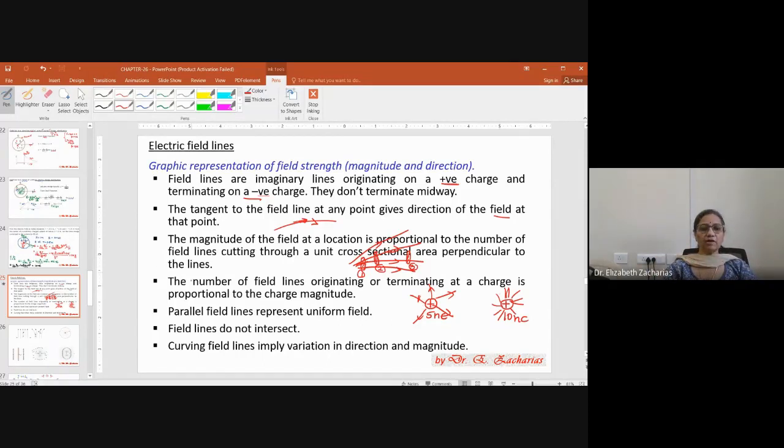Then next, parallel field lines. Parallel field lines represent uniform field. That's logic. Here you see the lines are not parallel, and wherever the lines are far away from each other, there the field is less. Where the lines are clustered together, the field is more. That's what we have seen. So by that same logic, if I have field lines which are parallel and equispaced, then I know that the field at this point is the same as the field at this end. It's uniform field.